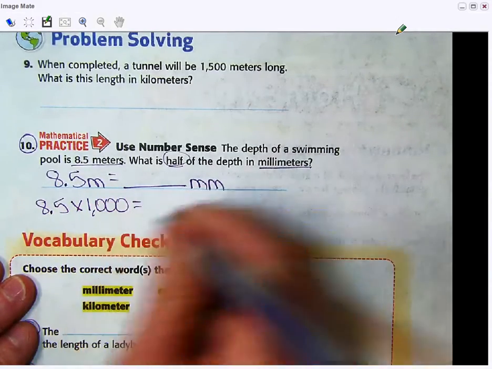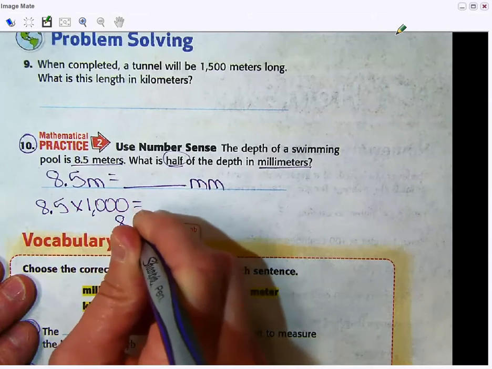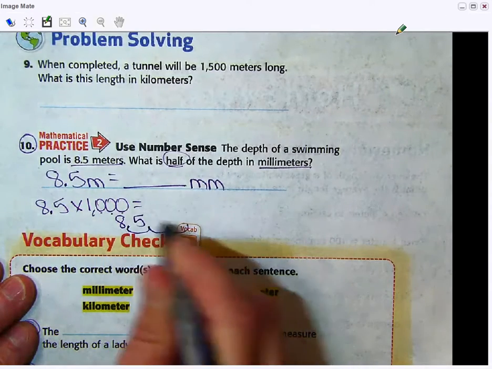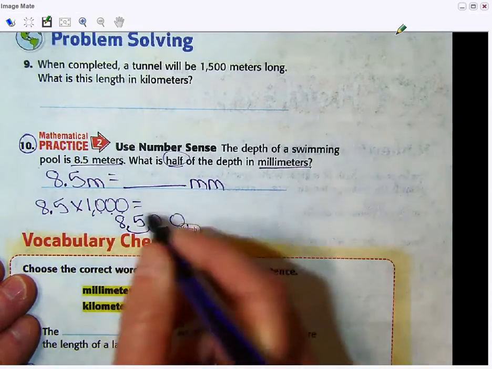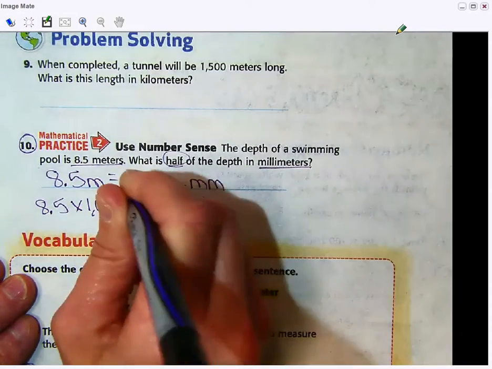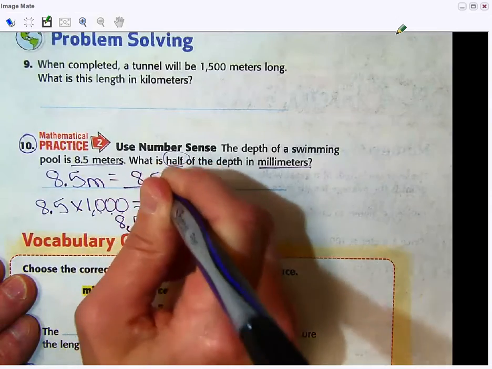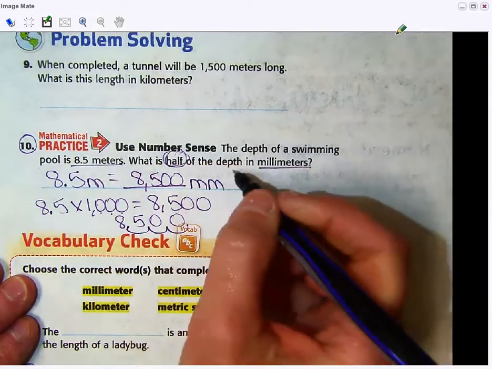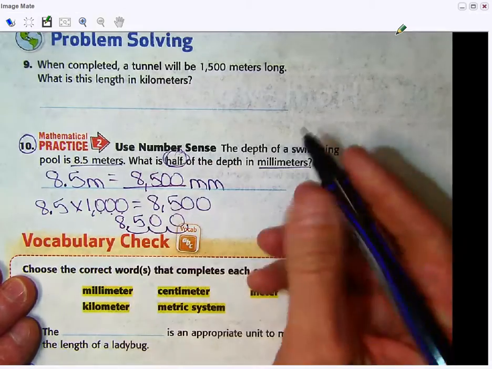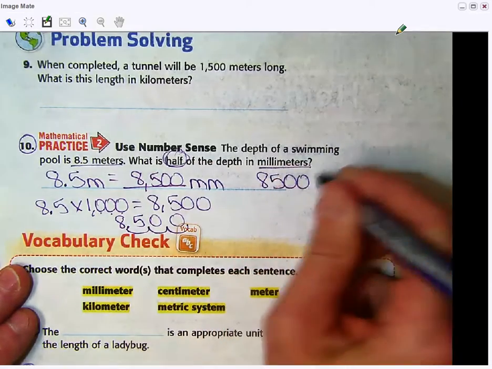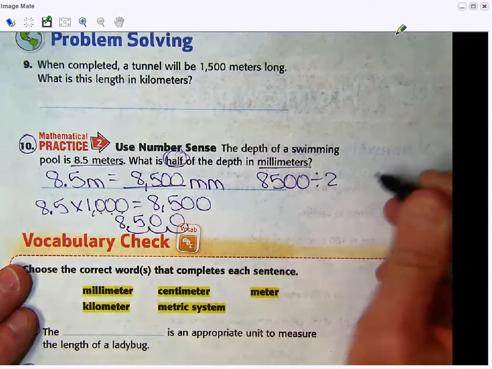So we again move our decimal point to the right. 1, 2, 3 places. 1, 2, 3, add the zeros. So we know that we have 8,500 millimeters. But that's not what it's asking for. It is asking for half of the depth in millimeters. So now we have to have 8,500 divided by 2, which is the same as 8,500 halves.